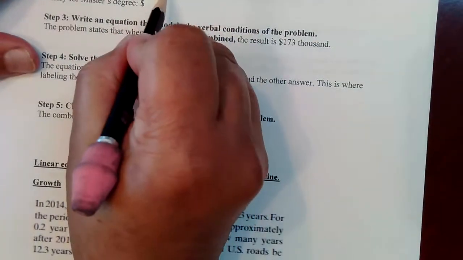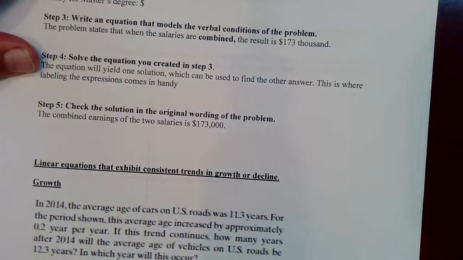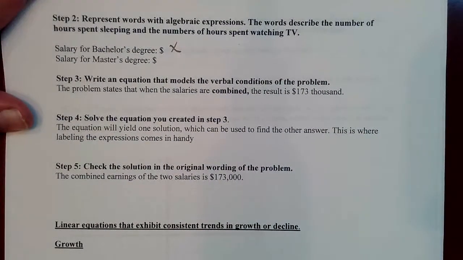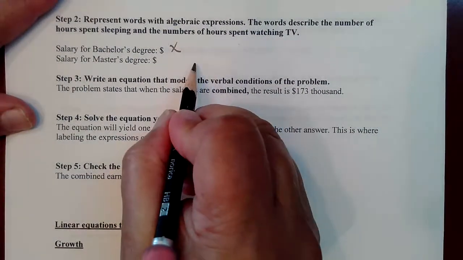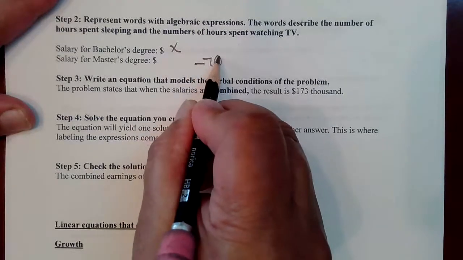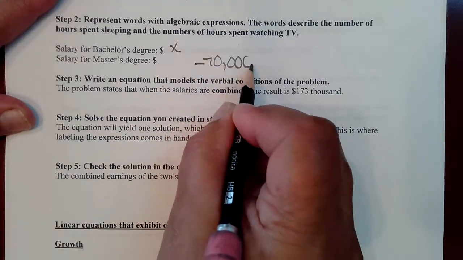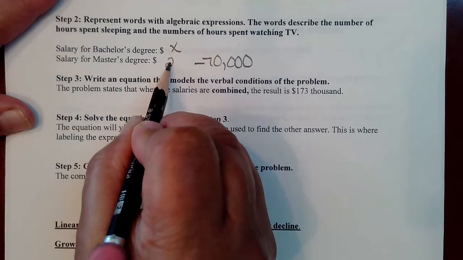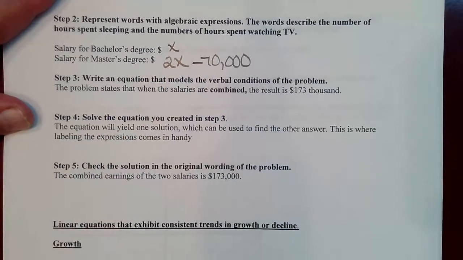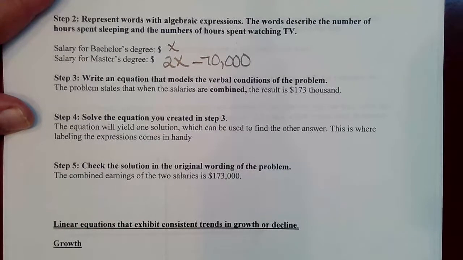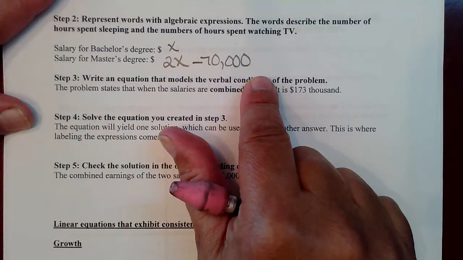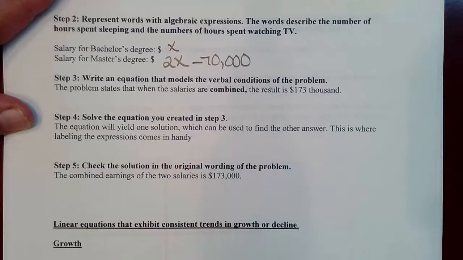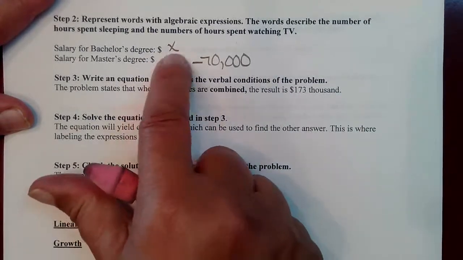So bachelor's degree, the smaller quantity, we'll just call that X. And then the master's degree, it said that it was 70,000 less than twice the bachelor's degree. That means take 70,000 off twice the bachelor's degree. Twice the bachelor's degree means double the bachelor's degree. Then subtract 70,000 from that to make it 70,000 less than just doubling it.